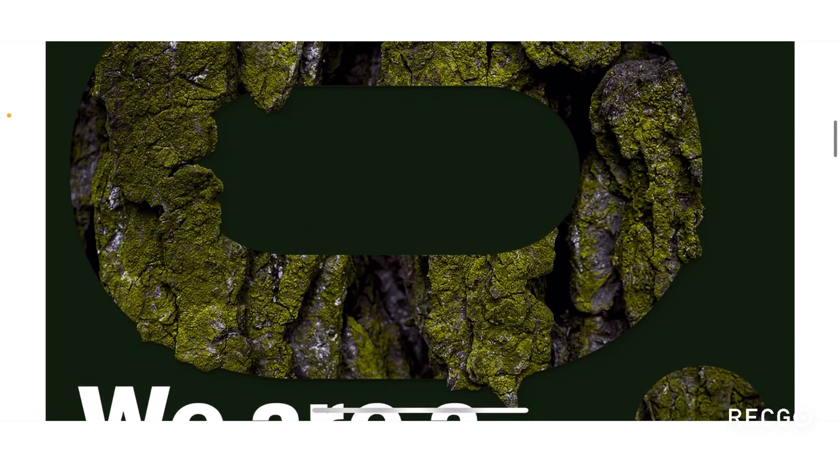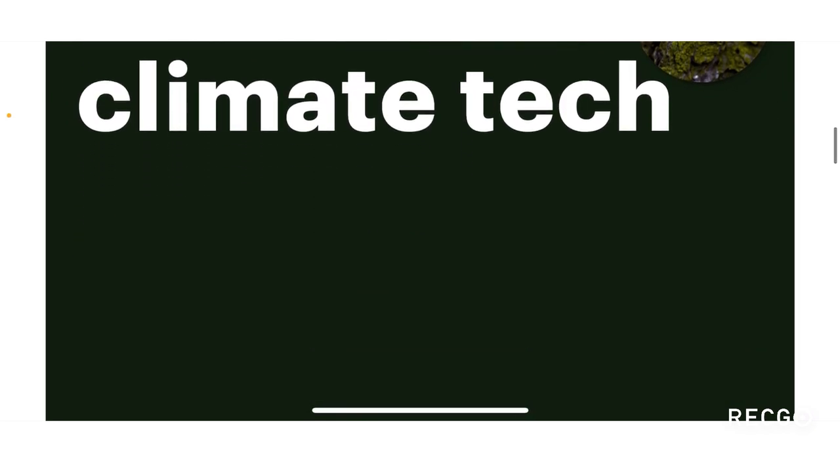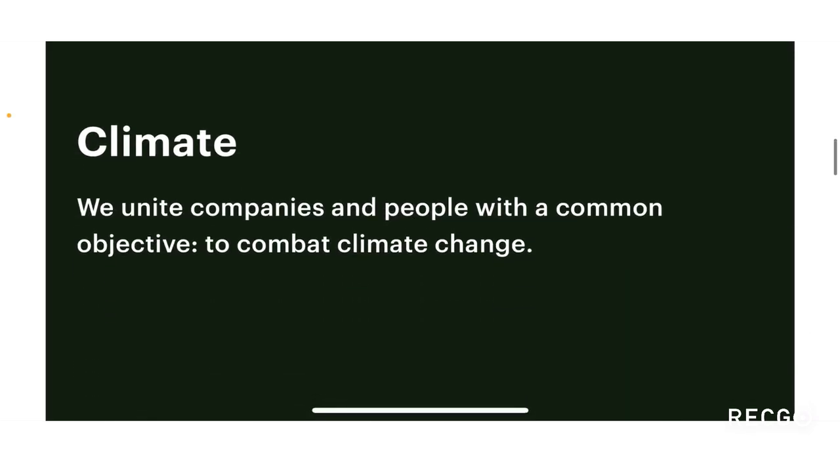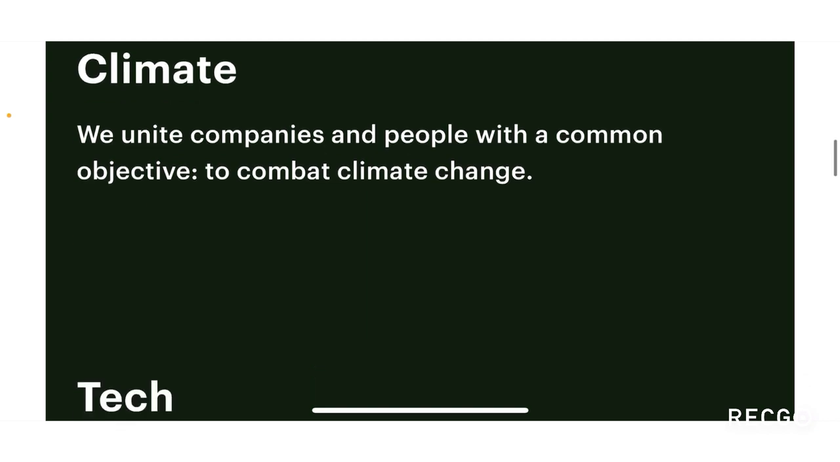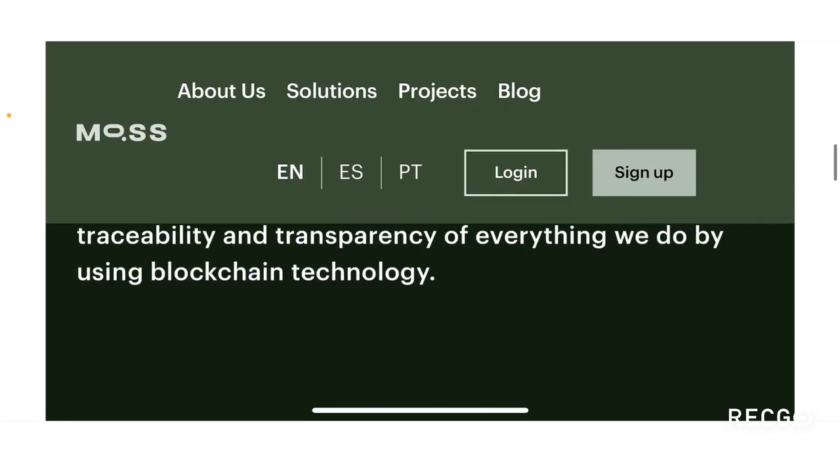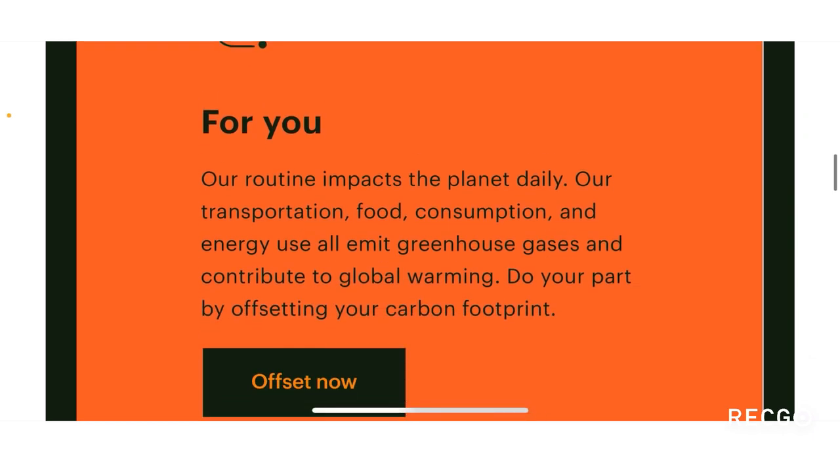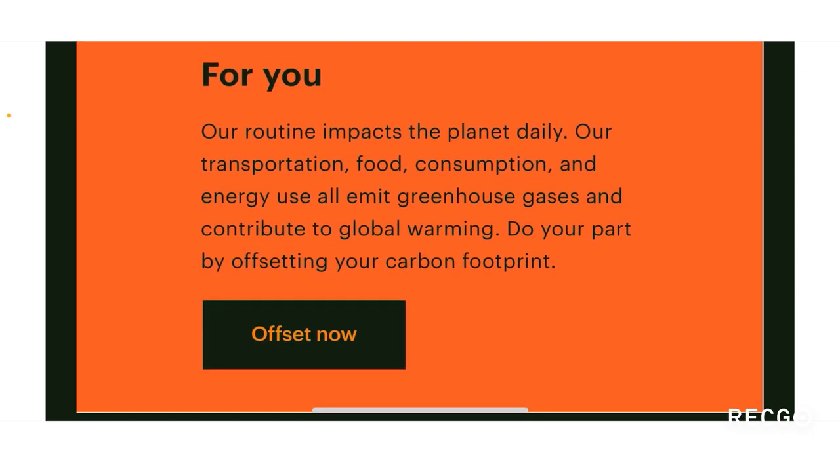I like this symbol here about the Amazon rainforest. We are a climate tech company. So they're basically a climate tech company and mainly focus on climate while also enabling businesses to use sustainable resources, right? So here's a snippet of how they are a tech company, and some of the solutions that they offer is for you. Our routine impacts the planet daily. Our transportation, food consumption, and energy use all emit greenhouse gases and contribute to global warming. Do your part by offsetting your carbon footprint.